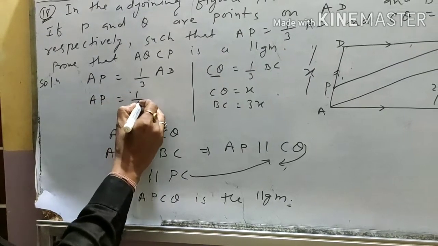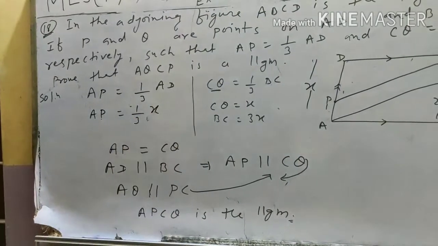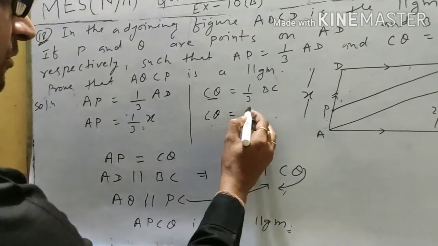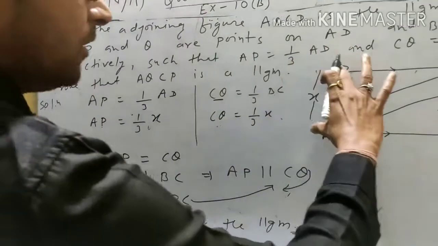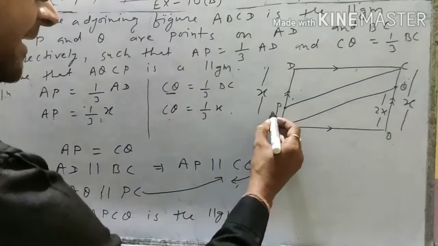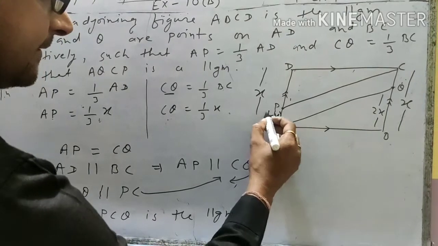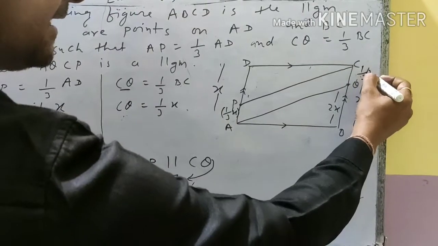AP is equal to 1/3 of AD, that means 1/3 of x. Here, same concept, CQ is equal to 1/3 of x. Okay, so here the whole thing is x, this is also x, so AP is equal to 1/3x, and CQ is also equal to 1/3x.